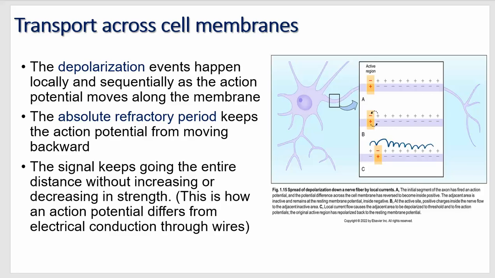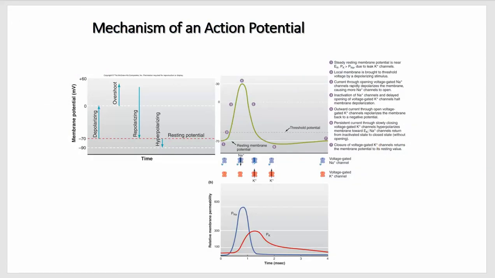Okay, and it keeps going without increasing or decreasing in strength. Same thing here, it shows the depolarization overshoot, so we've gone all the way up to +30. And then hyperpolarizing because it went down too far, because we're letting all that potassium out. And then everything closes, gets pumped back into place, and you're back to resting membrane potential. Okay.